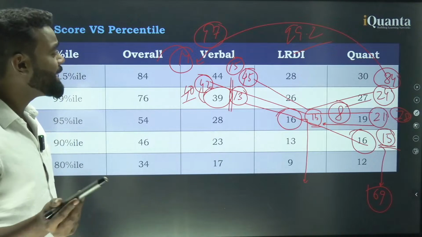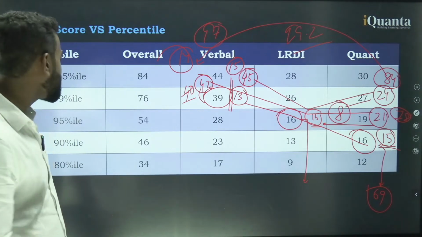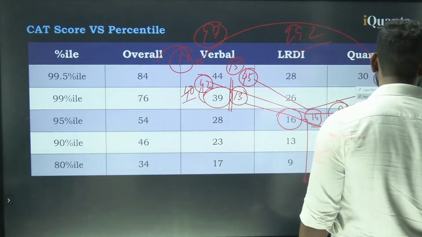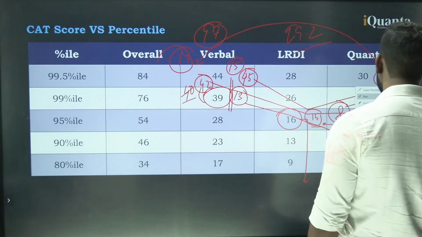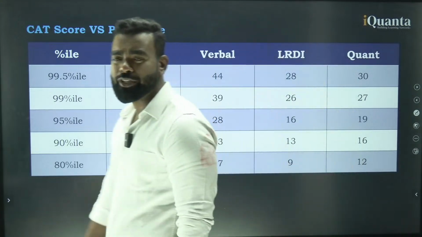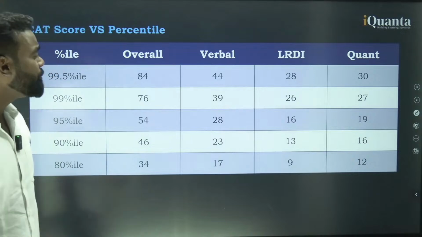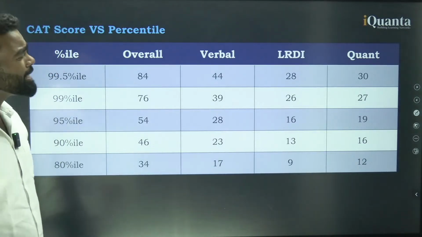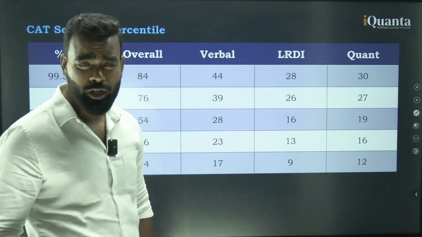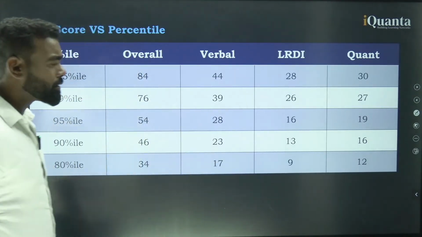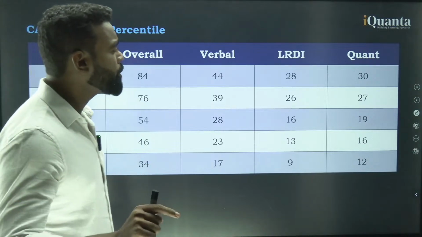Let me give you another example. Let's say your quant is good and your VARC is not that great. Then what is the plan for you? Let's say I'm giving this for an engineering student whose VARC is not that great, but he is good in quant and can at least pull up the show in quant. So think about those people who are good in quant.